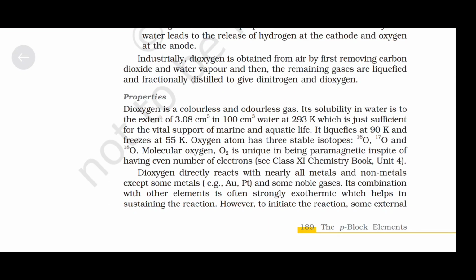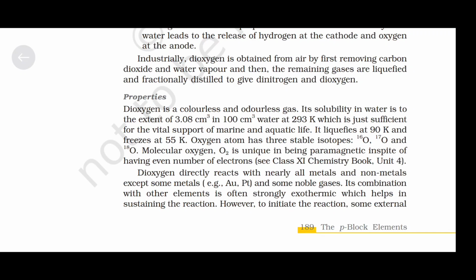Industrially, dioxygen is obtained from air by first removing carbon dioxide and water vapor, and then the remaining gases are liquefied and fractionally distilled to give dinitrogen and dioxygen. Properties: dioxygen is a colorless and odorless gas.